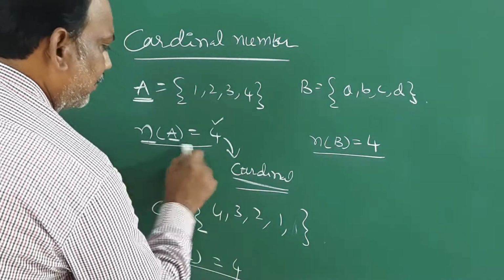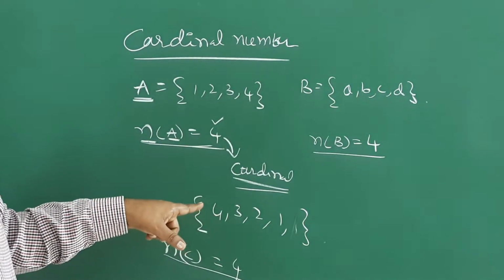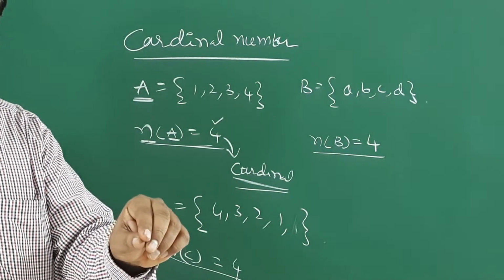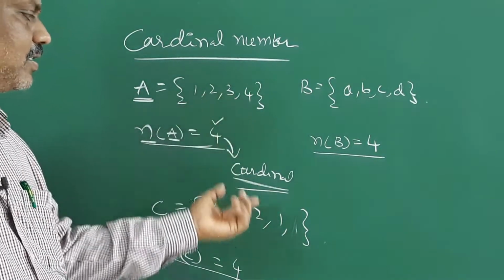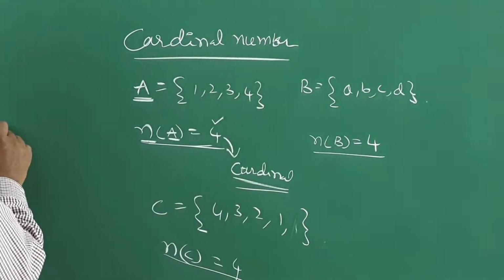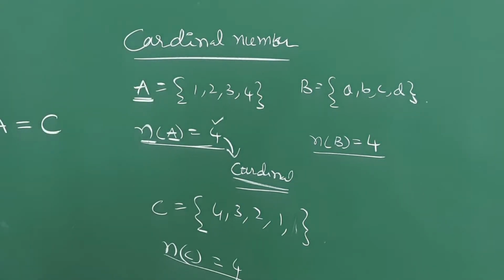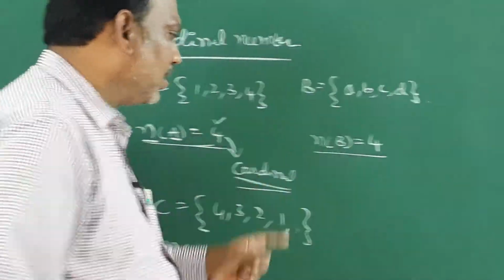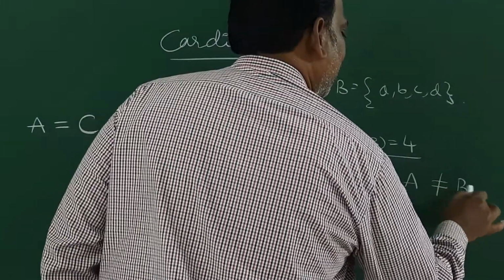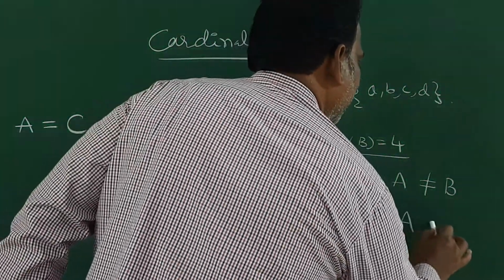Cardinal number both are same and elements also same. Correct or not? Now in this case, if 2 sets have the same cardinal number and the same elements are there in both sets, now we can say that set A is equal to set C. While seeing in these two, set A is not equal to set B.